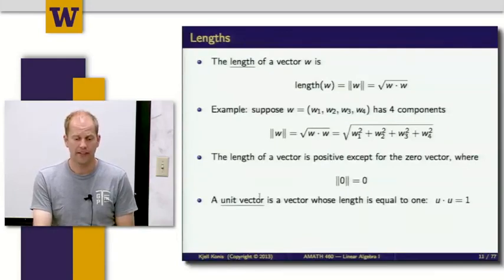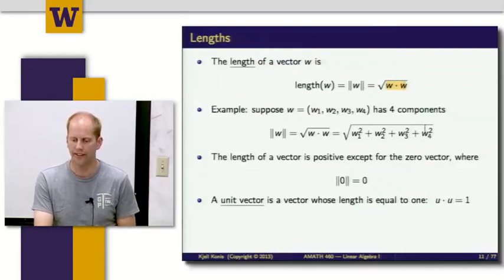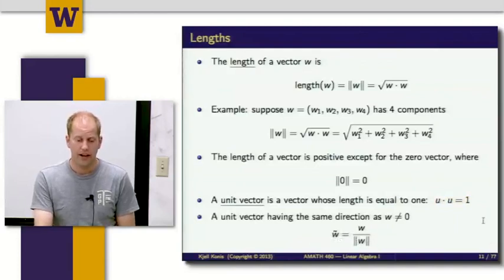And then there's a special vector that's useful in a lot of situations called a unit vector. This is just a vector whose length is equal to 1. So if the dot product of a vector with itself is equal to 1, then I don't have to take the square root. I can just describe that as u dot u is equal to 1. Usually the reason a unit vector is useful is it captures the direction of a vector without capturing the length of that vector.